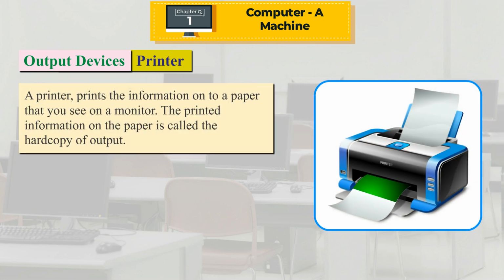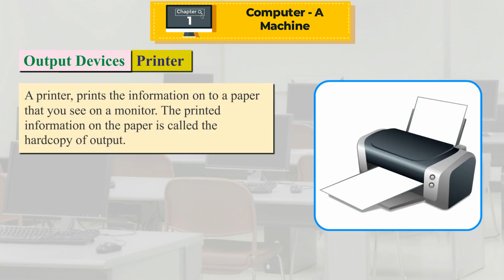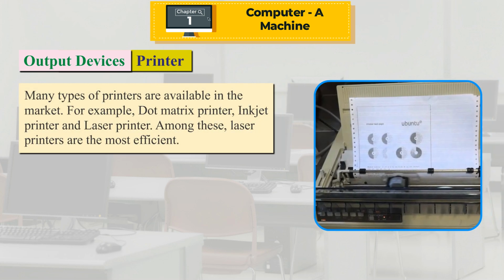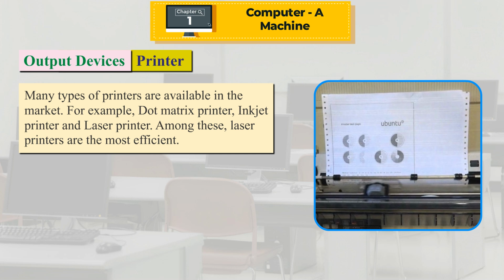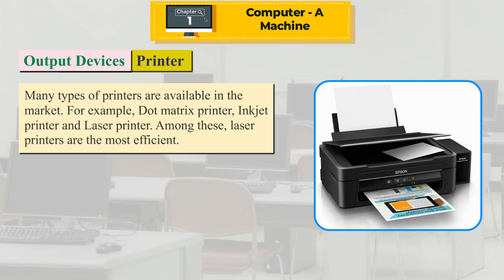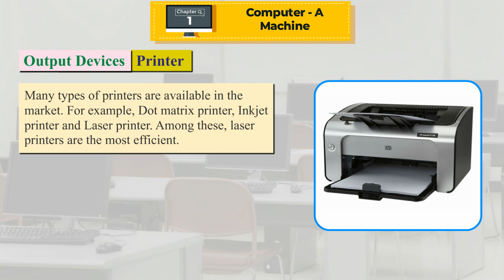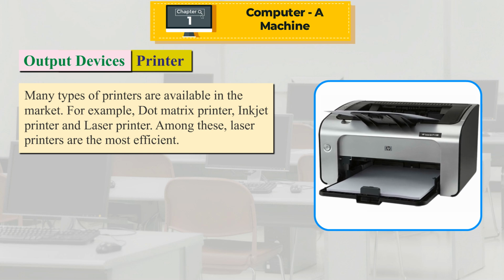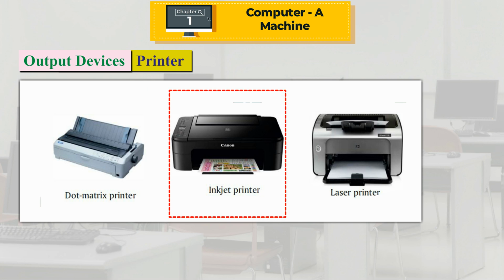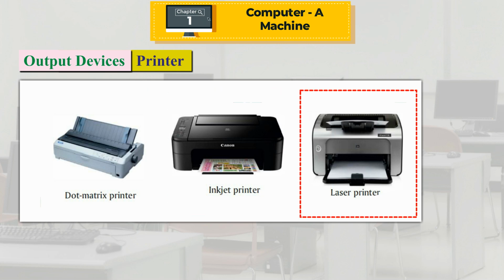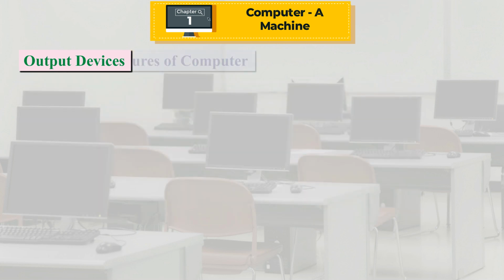Printer. A printer prints the information onto paper that you see on a monitor. The printed information on the paper is called the hard copy of output. Many types of printers are available in the market. For example, dot matrix printer, inkjet printer, and laser printer. Among these, laser printers are the most efficient.